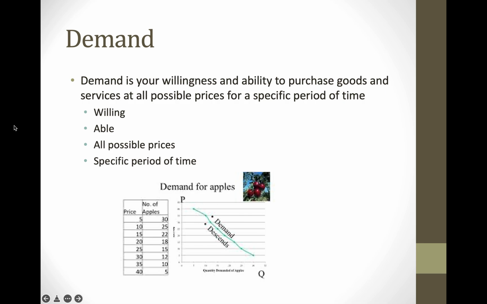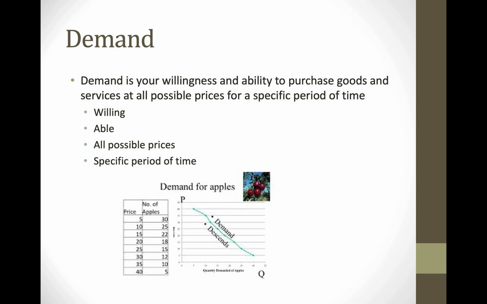We're going to look at demand. Your demand is your willingness and ability to purchase goods and services at all possible prices for a specific period of time. And there are four key components to having demand. The first one is you have to be willing to purchase it.